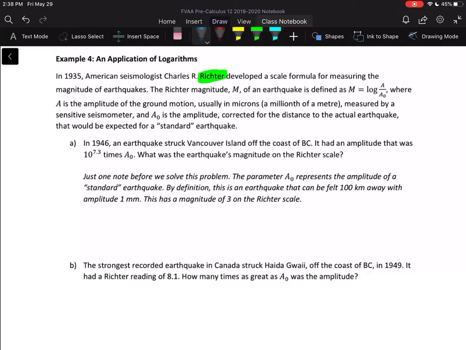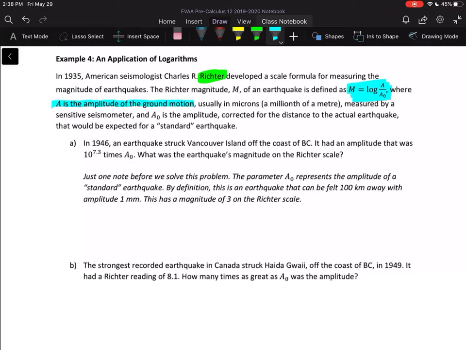the magnitude of earthquakes. The Richter magnitude, M, of an earthquake is defined on the log scale. M, the magnitude, is equal to log of A over A0, where A is the amplitude of the ground's motion, usually in microns, measured by a sensitive seismometer, and A0 is the amplitude corrected for the distance to the actual earthquake that would be expected for a standard earthquake.